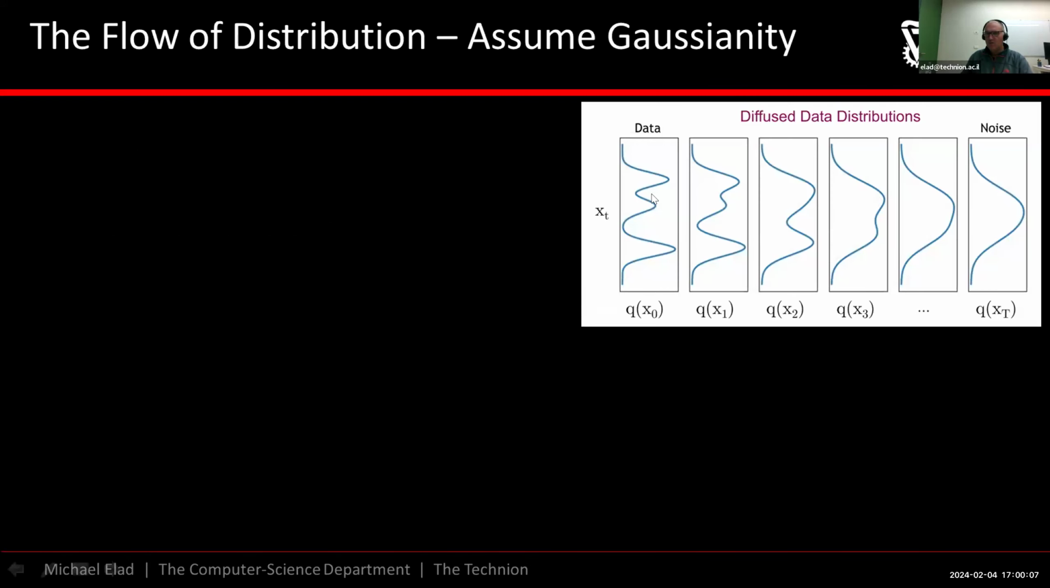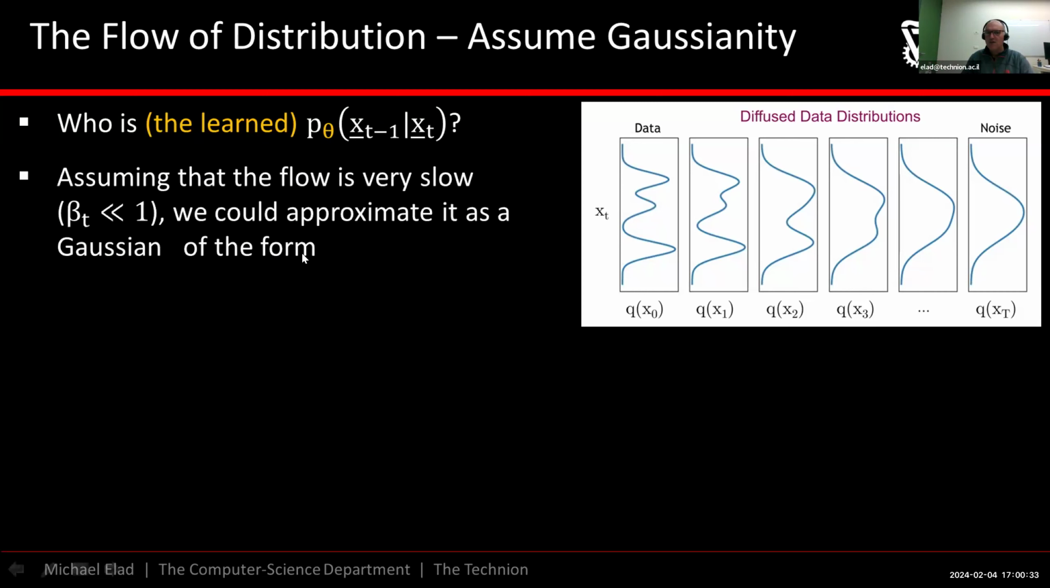So this is something we have seen before. And we are asking now, what is the probability of xt minus 1 given xt? And notice the change of notations. Now it's P of theta, to make it clear that this is a learned distribution. This is a distribution that will go backwards in time in order to go from noisy images, less and less noise, all the way to good-looking images. Who are those probability density functions? And the first thing I'm saying is those are Gaussians. Each of them is a Gaussian. We approximate it as a Gaussian.